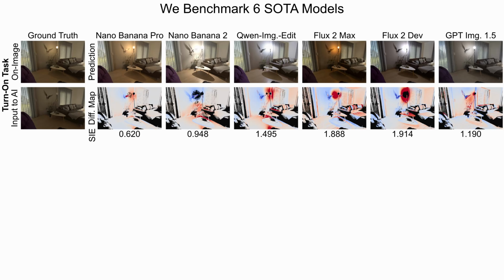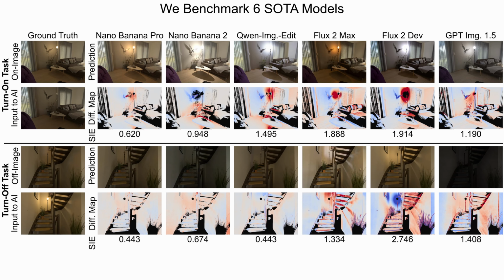Using these metrics, we evaluate 6 state-of-the-art image editing models on both light-on and light-off editing tasks. Among the tested models, Nano Banana Pro achieves the strongest overall performance. Nevertheless, all models continue to struggle with complex scene geometry and challenging materials such as glass and mirrors.